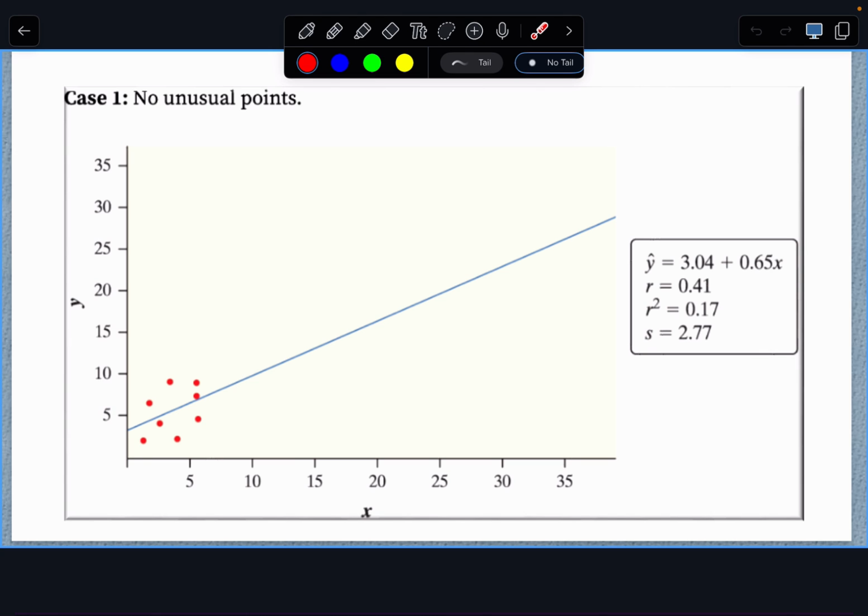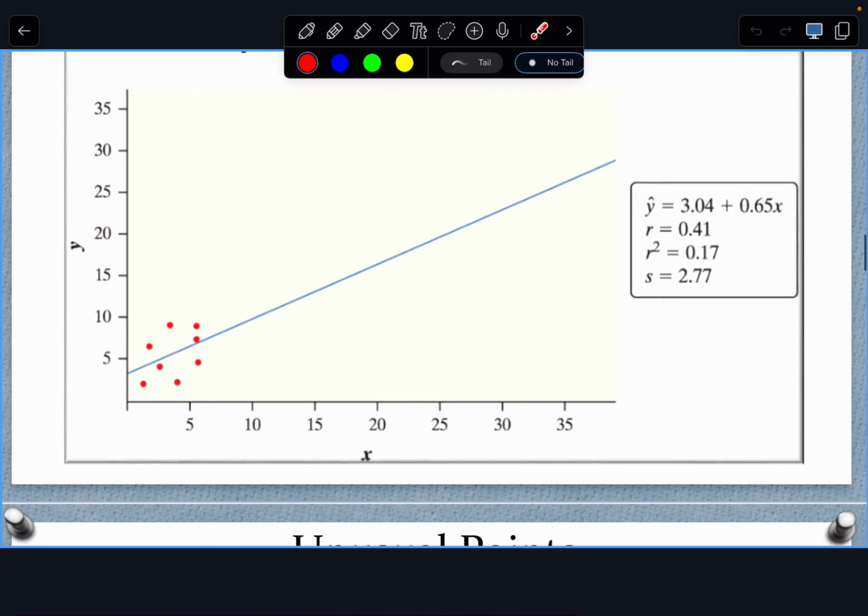Now I'm going to write these analysis measures down here so we can see how these change from one scenario to the next. Okay, so this is our initial regression analysis. This is with just our regular 8 points. There's no unusual values. So this is what we would have, and we could interpret, analyze, do whatever we need to with this information, right?